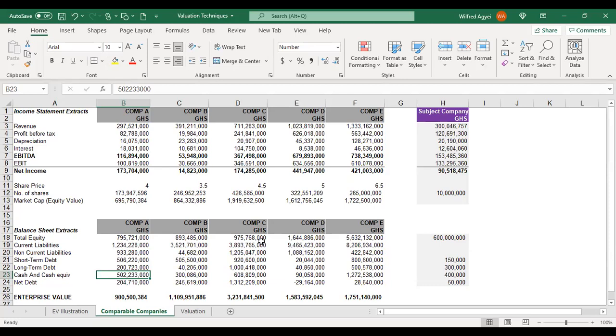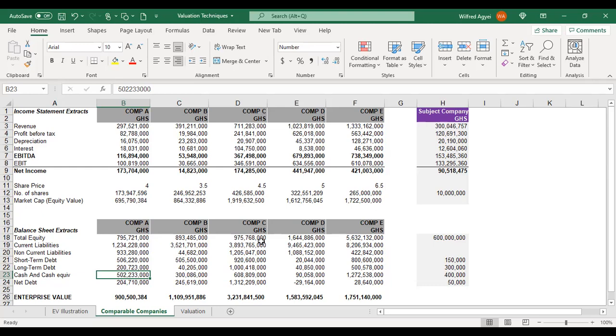There is no standardized marketability discount that you can fall on. If you look at data like Damodaran, he gives so much data on countries. You can see equity risk premium data, country risk premium and all of that. So you can find some kind of standardized data from there. But when it comes to marketability discount, it is more subjective.